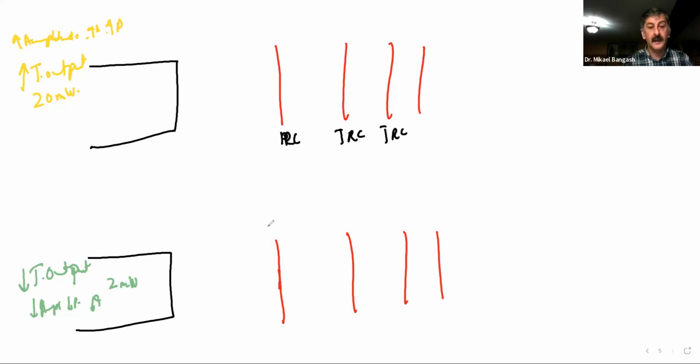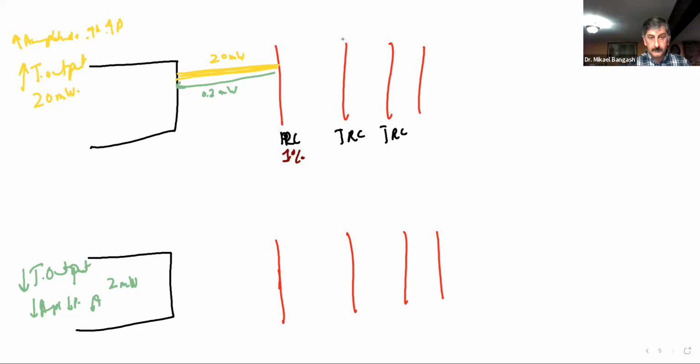Now, if they are the same tissues, they're going to have the same IRC, or intensity reflection coefficient. But because of a great power output, this tissue here is bombarded with 20 milliwatts. Let's say it has an IRC of 1%. That will mean the reflection produced here would be 0.2 milliwatts. Did that make sense? Yes.